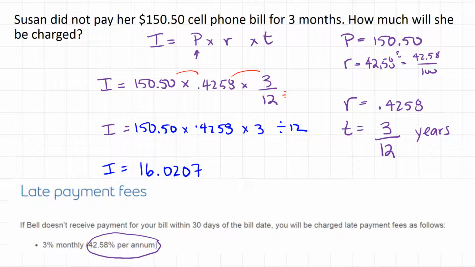$16.0207. Now, since we're talking about money, it makes sense to round to the nearest cent. So that's $16.02. That's how much interest the telephone company will charge you if you are overdue by 3 months, or will recharge Susan in this case.